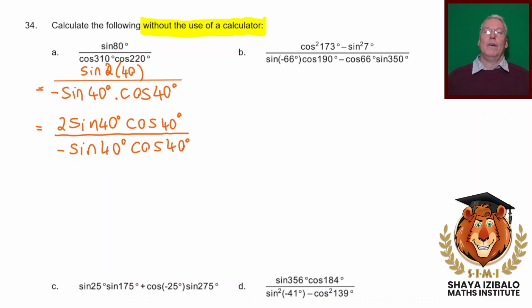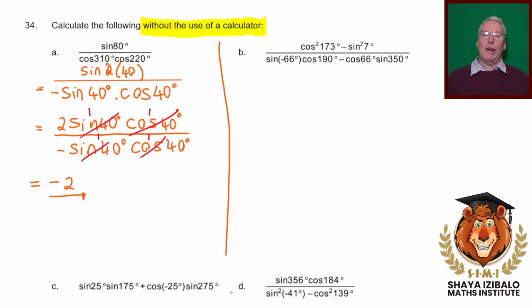Okay, and now we can divide the top by cos 40 and the bottom by cos 40, the top by sine 40 and the bottom by sine 40, and we get a final answer of negative 2. Can we check that using our calculator? Of course we can, right? But to get full marks for this question, we need to show that we've done it without a calculator. Okay, let's look at the next one, B.